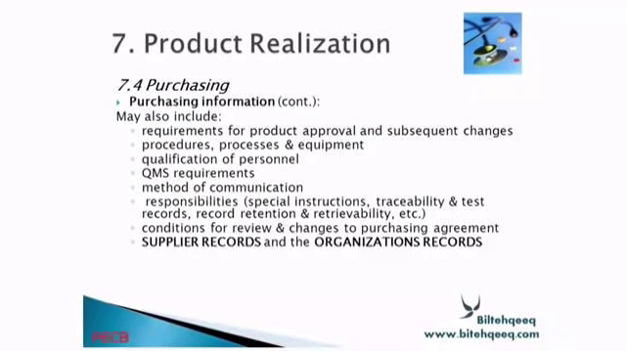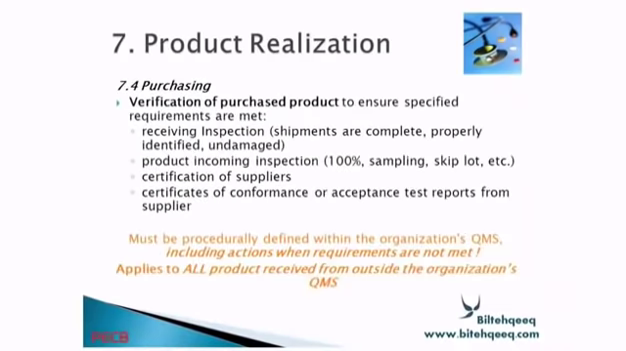Purchasing information also includes requirements for product approval and subsequent changes, procedures, processes and equipment, qualification of personnel, quality management system requirements, method of communication, responsibility, special instructions, traceability and test records, record retention and retrievability, etc., conditions for review and change to the purchasing agreement, supply records and organization records. So you have to also maintain this information and keep a record of all this information and activities.